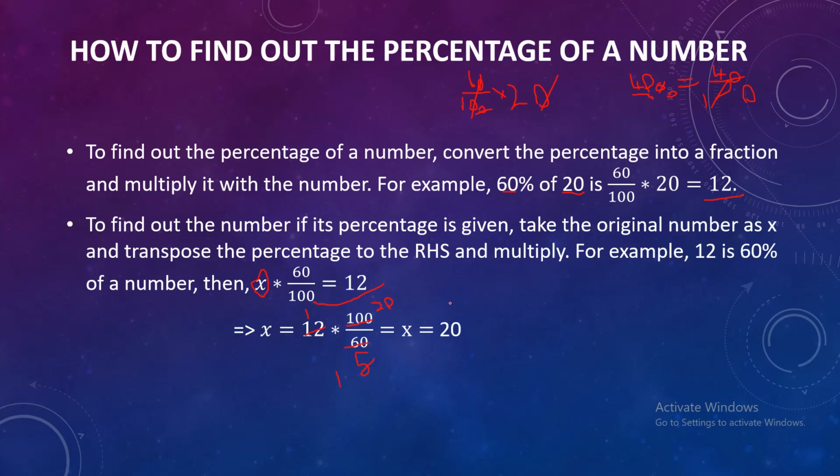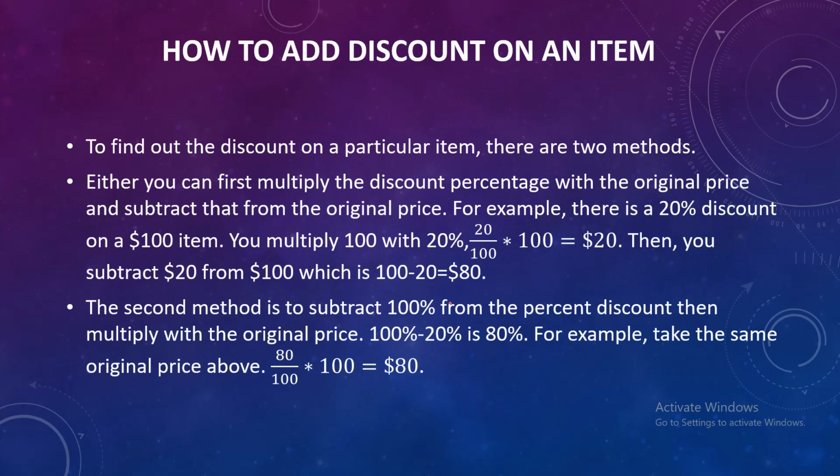So how to calculate a discount on an item? To find out a discount on a particular item, there are two methods. This is very useful, as you see percentages whenever you go shopping or when you go to buy things online. It's like a 20% discount on t-shirts above 250 rupees, like that.